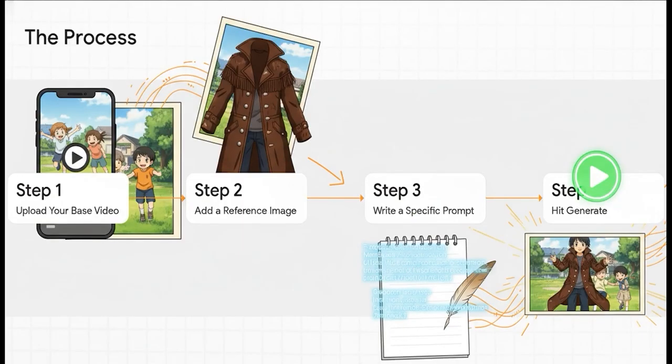Okay, so let's walk through it. It's crazy simple. First, you upload your video, like that backyard clip. Step 2, you give it a reference image. So for the Western example, that was a picture of an old leather duster. Step 3 is where you write your prompt. And you want to be specific here. Something like, replace the modern jacket with the Western duster from the reference image. And then, step 4, you just hit generate.